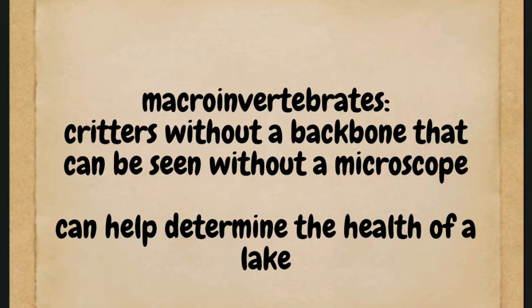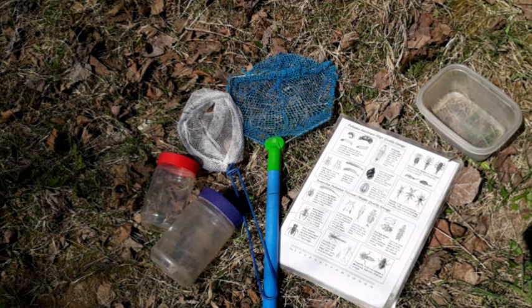Macroinvertebrates are critters without a backbone and can be seen without a microscope. They can help us determine the quality of a lake. One does not need to be fancy when surveying macroinvertebrates. You can have a couple of nets, even some jars to put them in, and also an identification key.